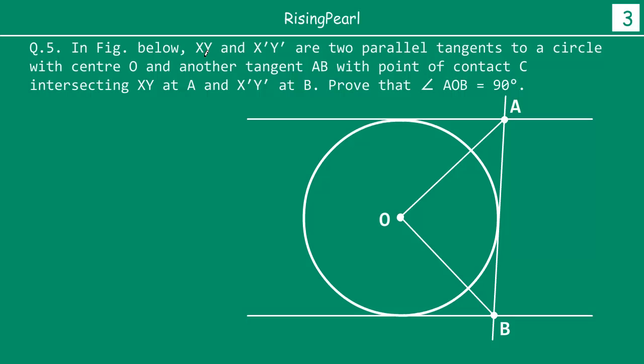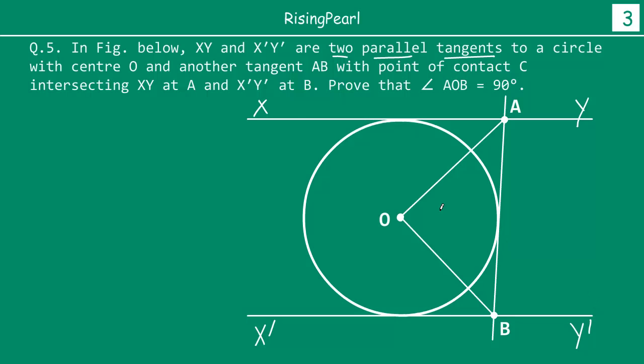So first of all, XY and X'Y' are two parallel tangents. This is interesting. So first we draw ourselves a circle with center O, and then we draw one tangent like this. Let us say this is XY. So this is a tangent XY to the circle O. Now there are two parallel tangents, meaning this is a tangent and this is another tangent. We draw another tangent X'Y'.